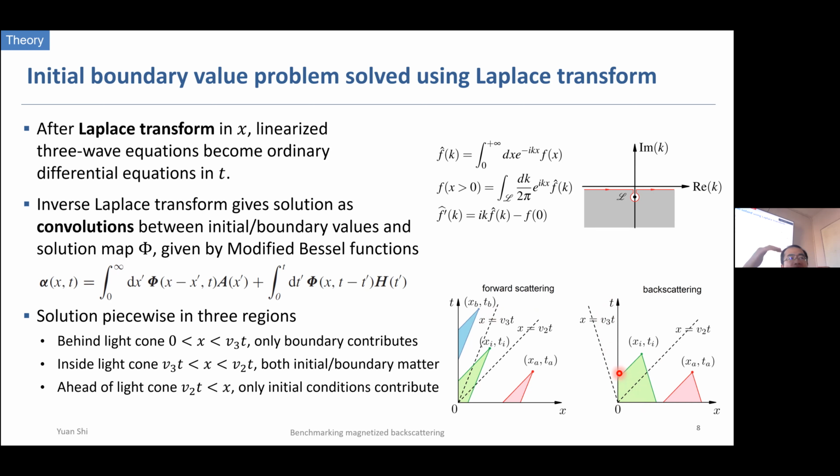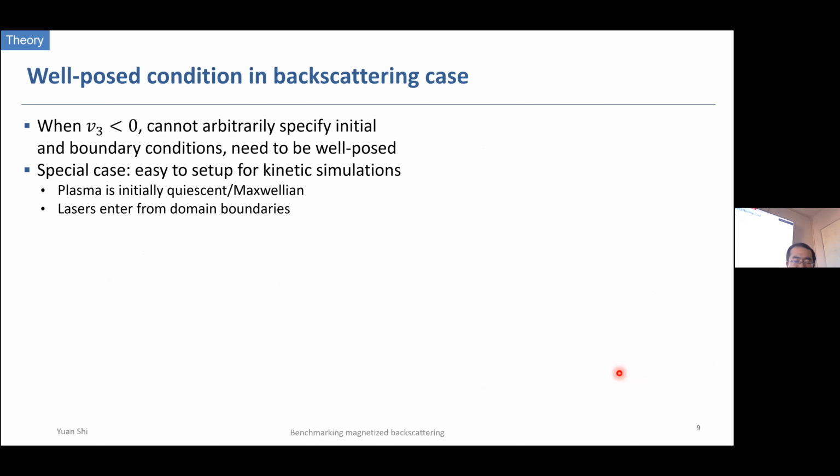So remember, now I have two waves. They have two boundary conditions. If you specify one of them, you cannot arbitrarily specify the other one. Otherwise, you'll get inconsistencies. So that's the important thing that we took care of, that maybe people in the past didn't take very good care of.